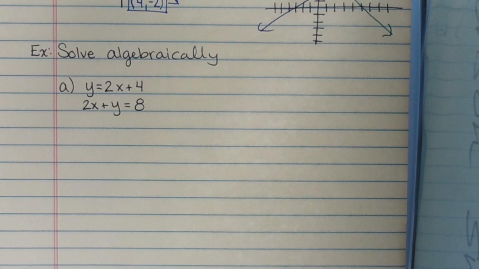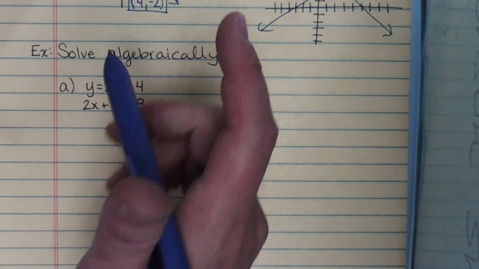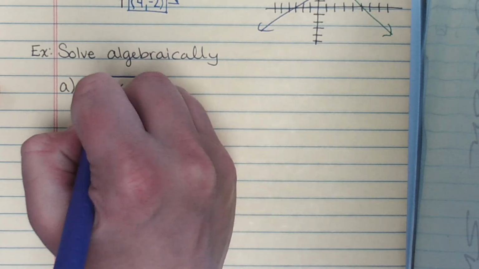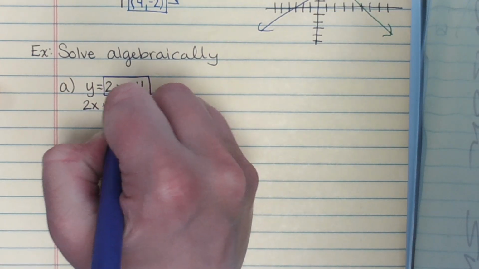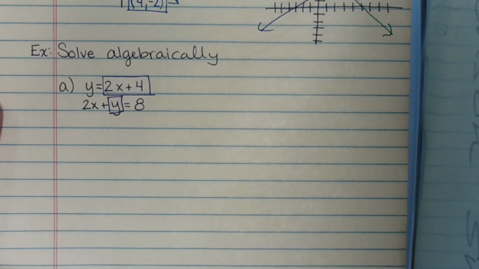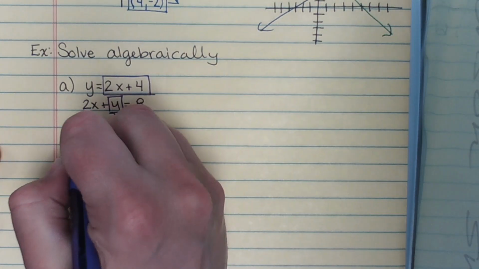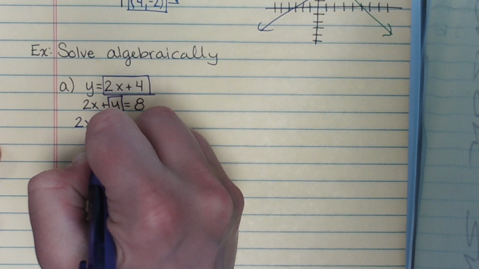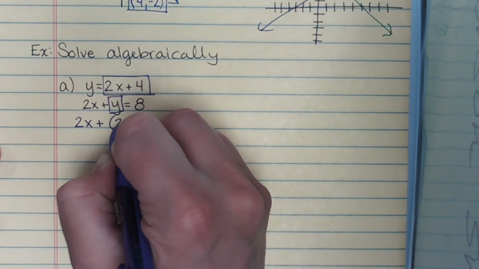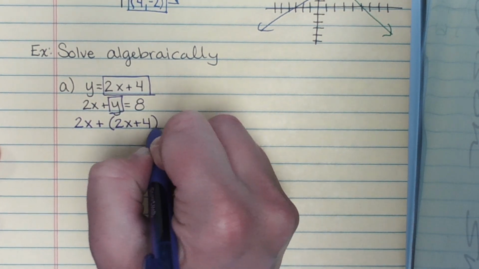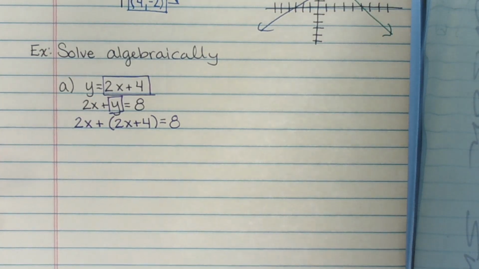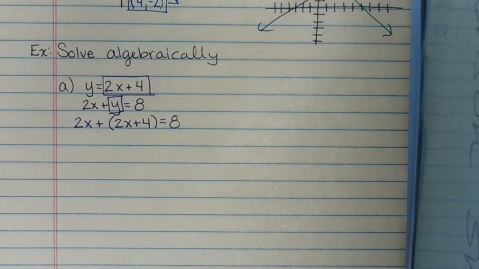Do you notice y is completely alone on the first equation? Which means y can be replaced with 2x plus 4. These are the same thing. So, I can take my second equation and instead write it as 2x plus, instead of y, I can write what y was equal to. This gets you an equation that only has one variable.